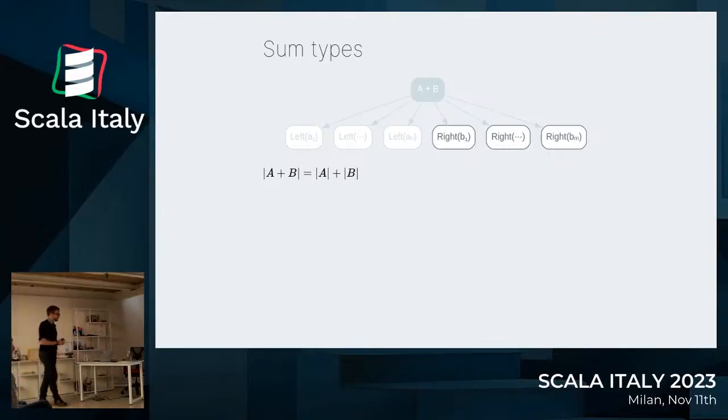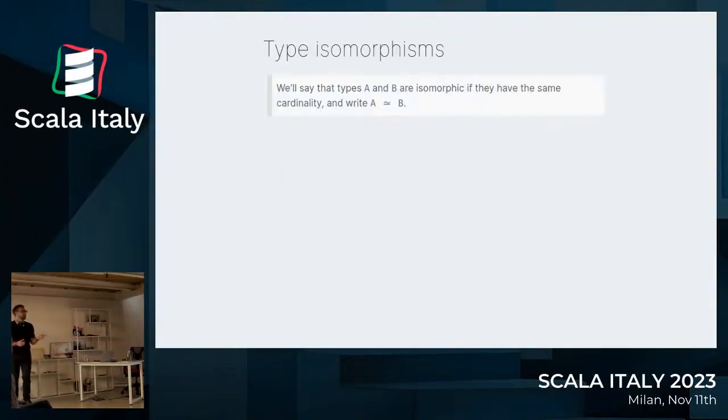Now we're going to do a little bit of math here. Not anything too complicated, but we're going to do basic algebra. But before I do that, I'm going to have to introduce a scary word. I'm going to start talking about isomorphisms. Don't worry, I'm not going to talk about category theory because I just couldn't. We're going to say that two types A and B are isomorphic when they have the same cardinality. And we're going to write it like that.